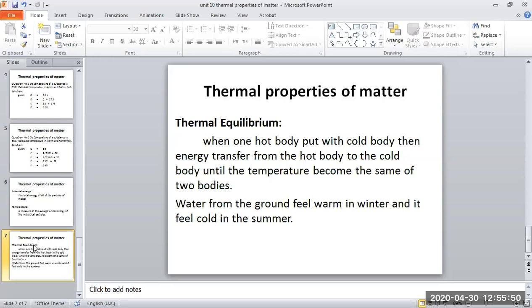And I told you already, our syllabus finished before yesterday, that was up to chapter or unit 9.